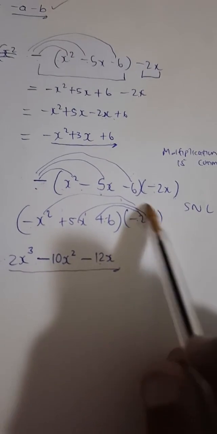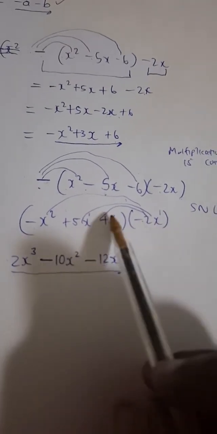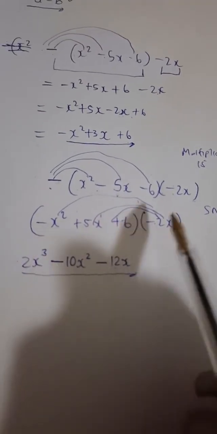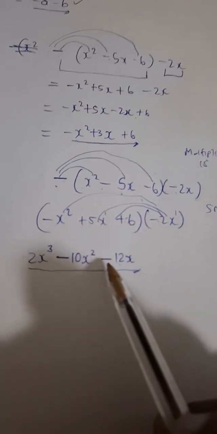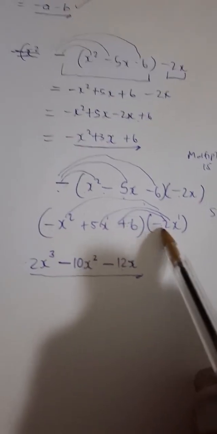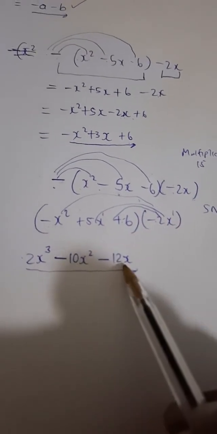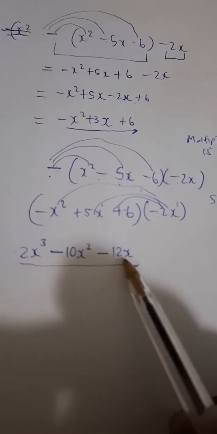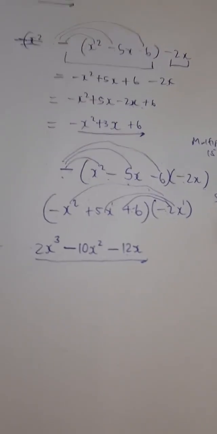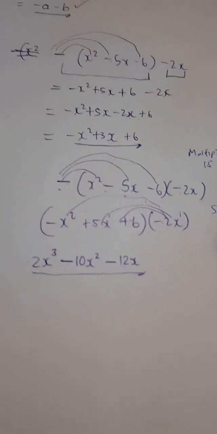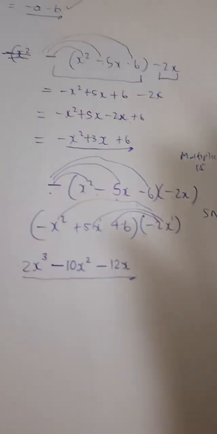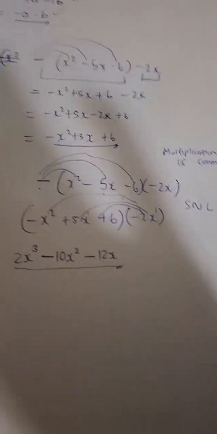Then lastly, negative 2x multiplied by positive 6, and negative times a positive is a negative. 2 times 6 is 12. X next door to the negative 12. And that is our answer: 2x cubed minus 10x squared minus 12x. Finished.